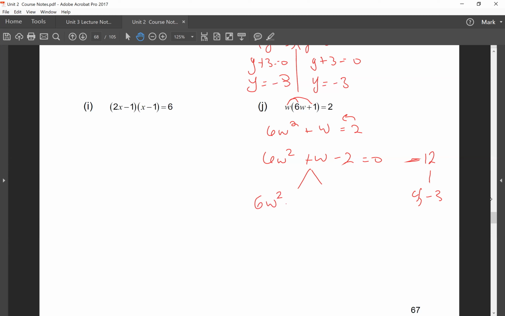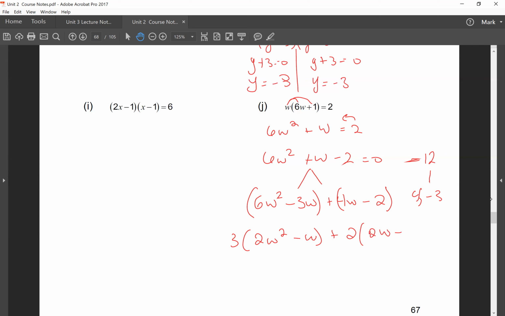6W squared, I'm going to say minus 3W plus 4W minus 2. Now, I'm going to factor these two. So I'm going to remove a 3. So I get 2W squared minus W plus 2. Oh, hold on. Yeah, that's right.